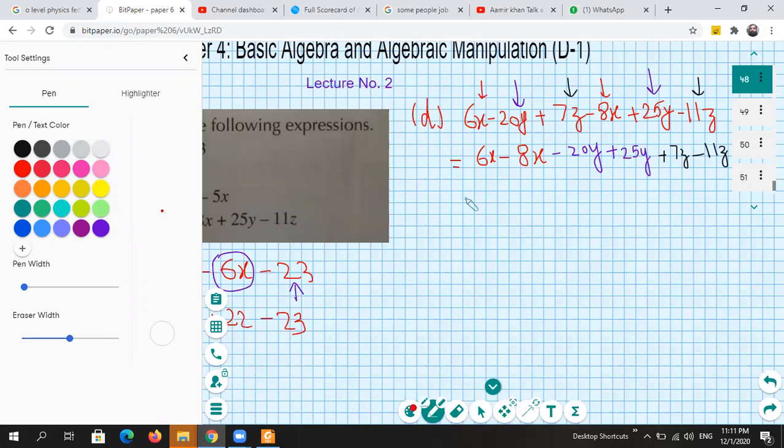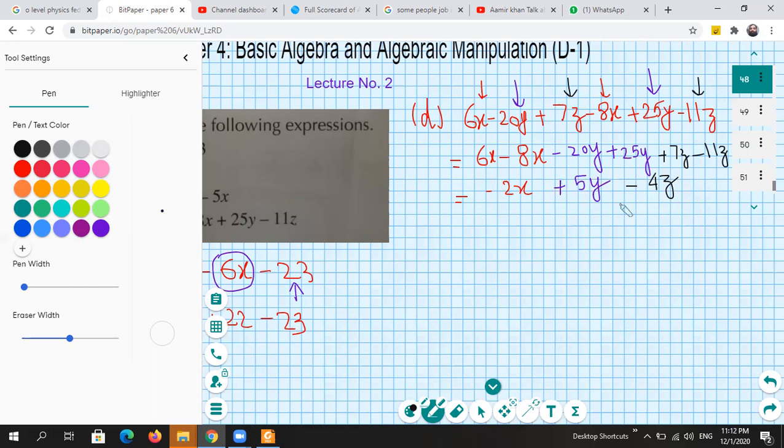So 6x minus 8x, signs are opposite, so subtraction. So the answer is minus 2x. Then minus 20y plus 25y, opposite signs, subtraction, and we will write the sign of the greater one, which is the positive sign. So the answer is 25 minus 20 gives you 5, and y as it is. And then 7z minus 11z, opposite signs, subtraction. So 11 minus 7 gives you 4, and we'll write the sign of the greater one. So this is negative, minus 4z.